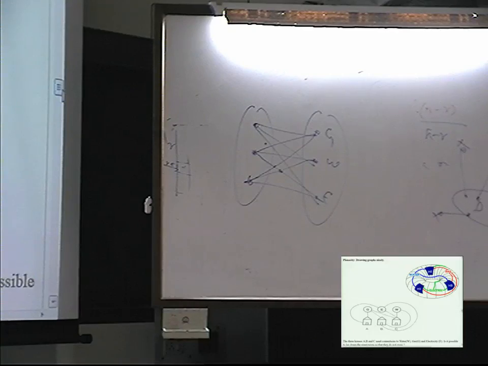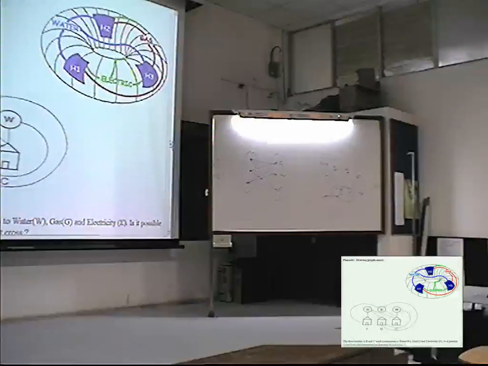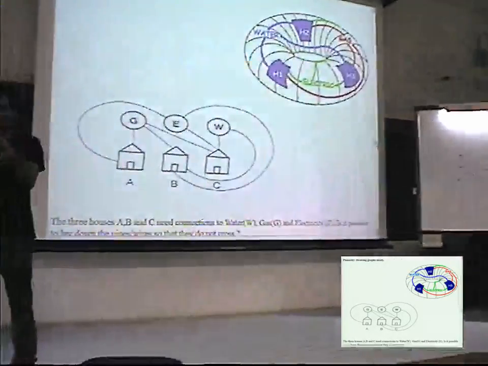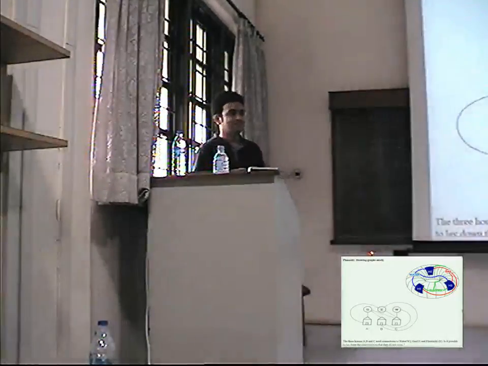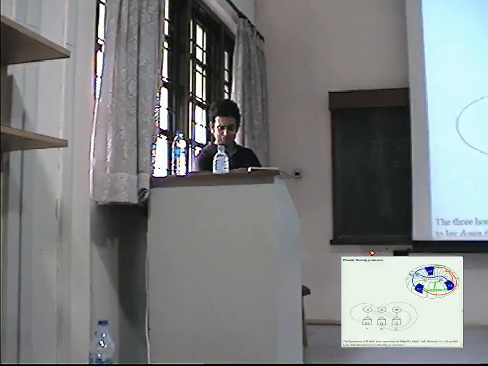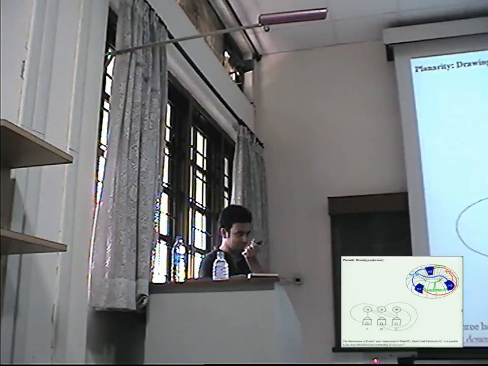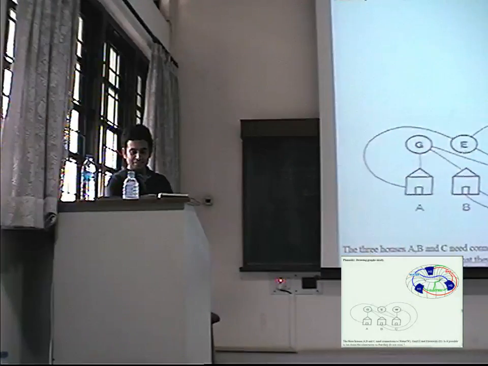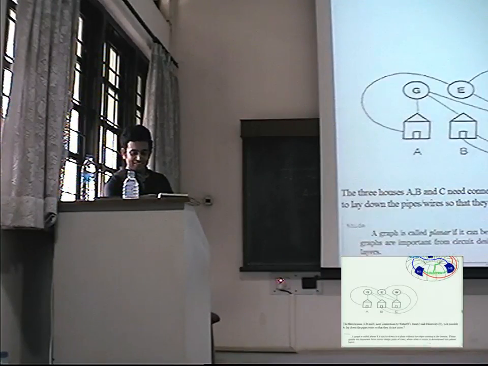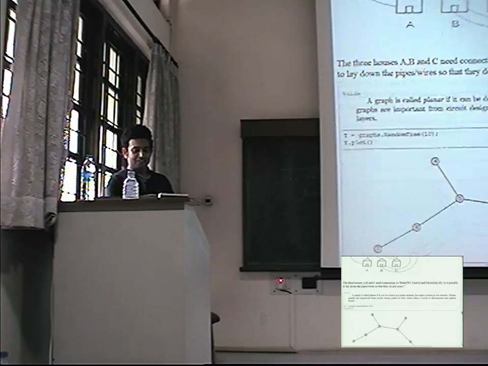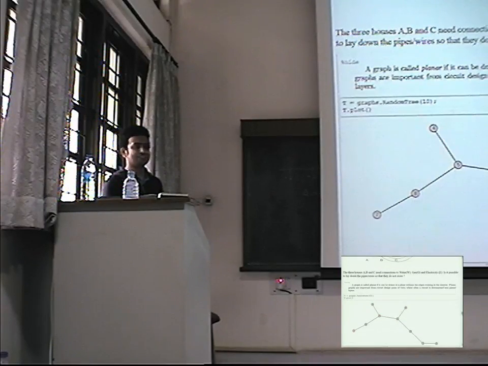important for circuit design engineers. So they want to lay down a circuit and they don't want wires to intersect. So if the graph is planar, well and good. If not, they generally try and decompose it into planar graphs. So for example, you can see any tree would be a planar graph. Tree you can always draw.